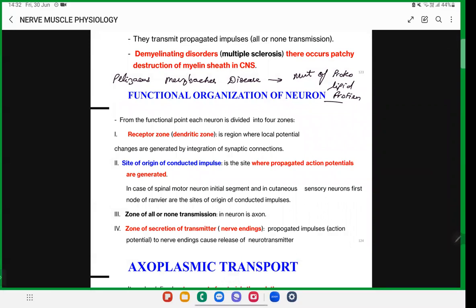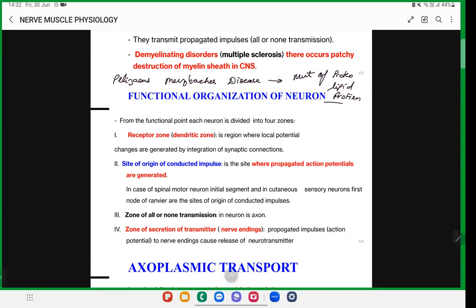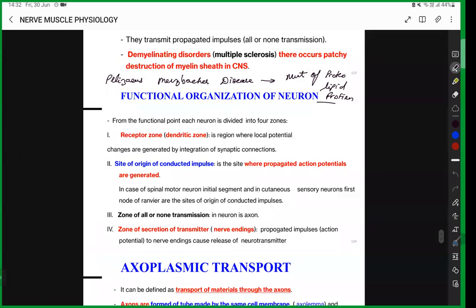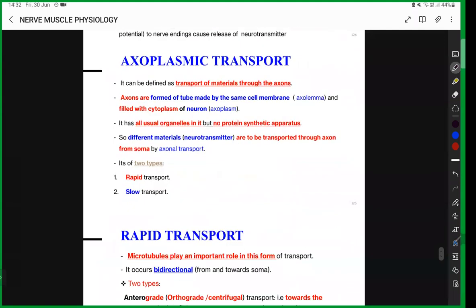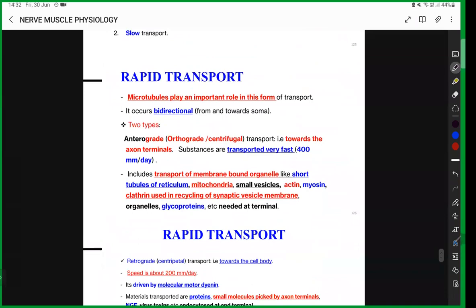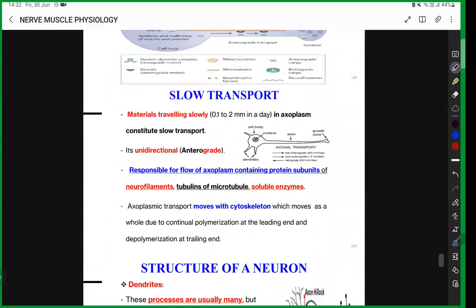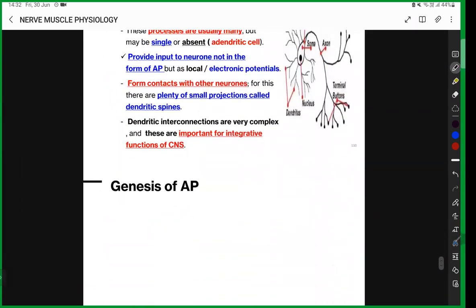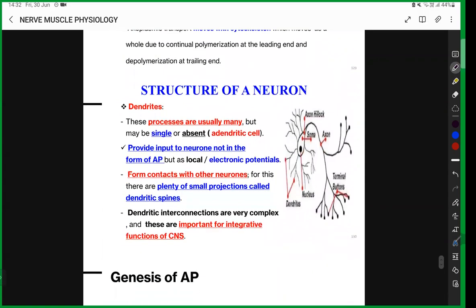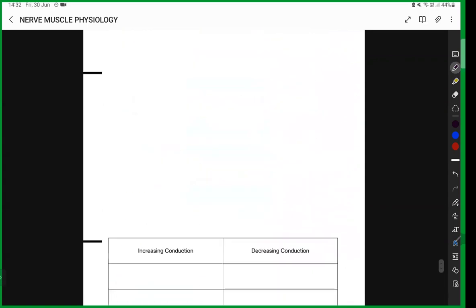Now, from the functional point of view, you divide the neurons into 4 categories. I think all these you would remember. One is your receptor zone, site of origin of conduction of impulse, zone of all or none transmission, zone of secretion of transmitters. Then axoplasmic transport is there, retrograde, anterograde transport. I think all these things you can read on your own. Then structure of neuron, dendrites, axons, all these things you need to understand.